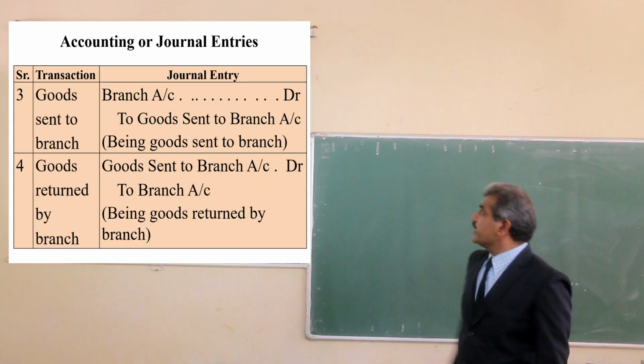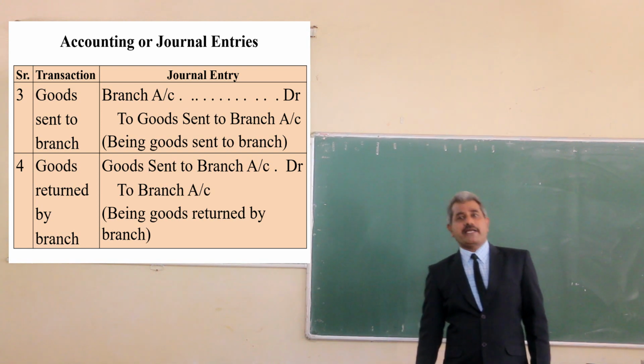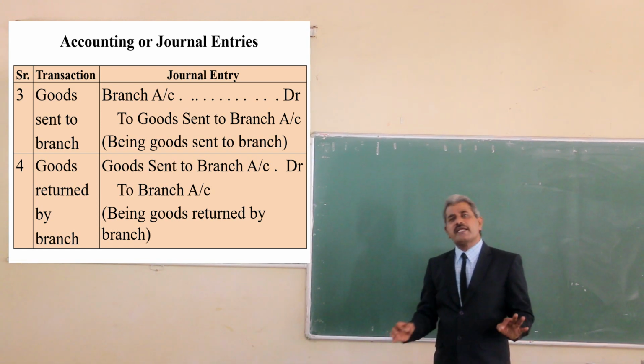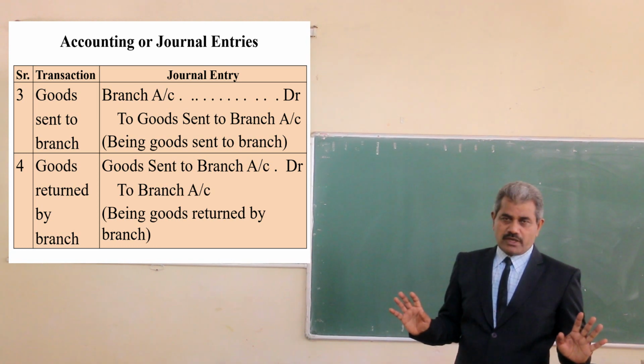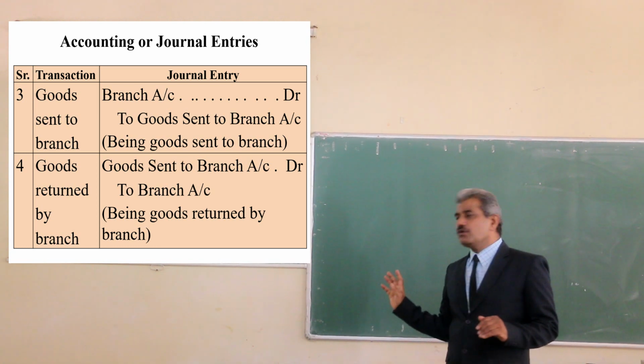Next entry is for sending the goods to the branch. Goods sent to the branch. Simple entry: branch account debit to goods sent to branch.